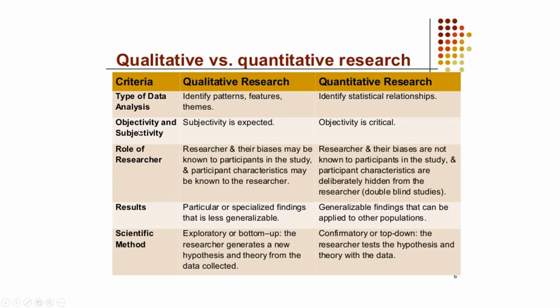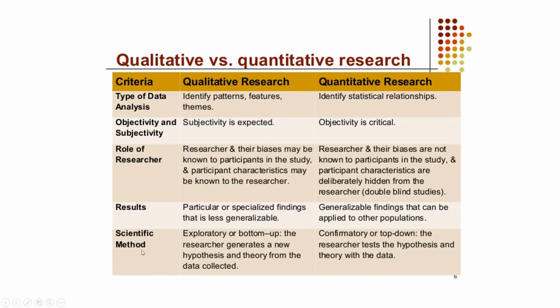Under objectivity, subjectivity is expected in qualitative research, but in quantitative research, objectivity is critical. The role of the researcher is also different. In qualitative research, the researcher and their biases may be known to participants in the study, and participant characteristics may be known to the researcher. However, in quantitative research, the researcher and their biases are not known to participants, and participant characteristics are deliberately hidden from the researcher, especially in things like double-blind studies.